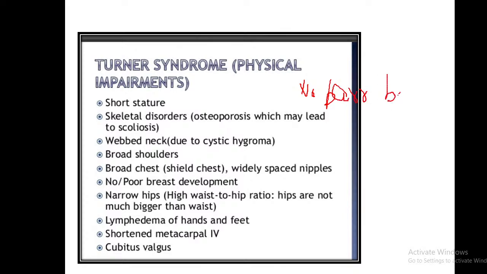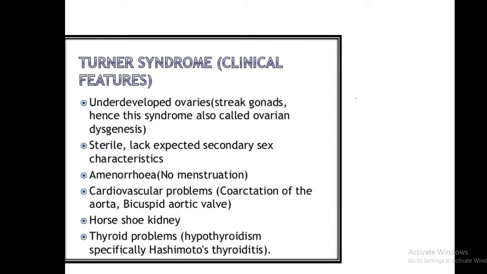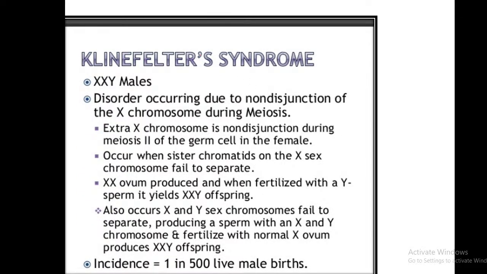They have a webbed neck. They have a broad chest and poor breast development. They have shortened metacarpals. And these are again some of the clinical or phenotypical features. As I said, they have no menstruation and no secondary characters, etc.